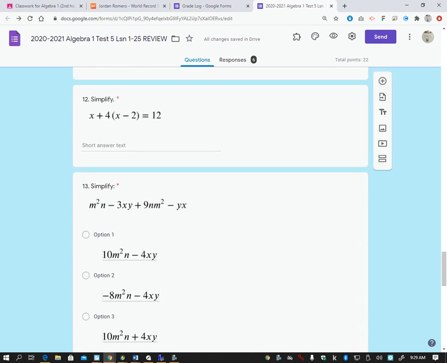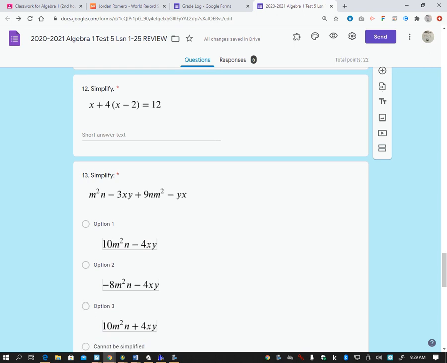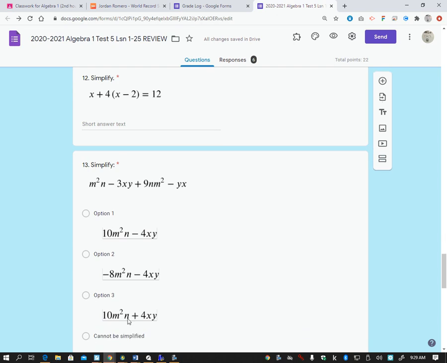Let's see. Where do I start here? Distribute. Yes. Good. What am I distributing? 4, 2x and 4 to the negative 2. Okay, so we've got x plus what? We're not ready for that yet. Okay, we'll get there. What is 4 times x? 4x and 4 times negative 2? Negative 8. Okay, we got equals 12.